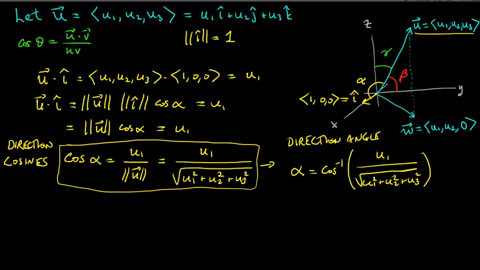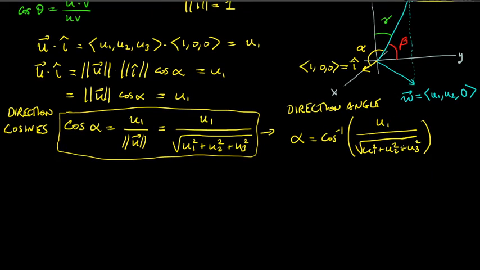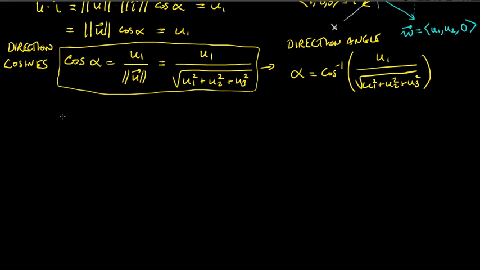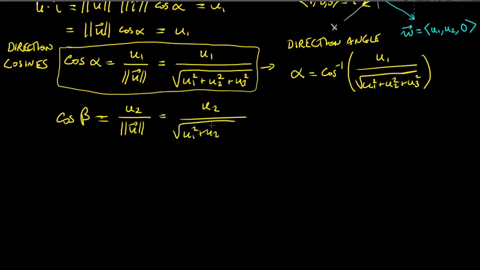So how do you find the angle between u and the y-axis? How do you find beta? Well, you can go through this whole argument again, but I hope it's clear at this point that the cosine of beta will just be the second component divided by the magnitude of u. Right? In other words, just u2 divided by the square root of u1 squared plus u2 squared plus u3 squared. And likewise, the cosine of gamma will just be the third component of u, again, divided by its magnitude.